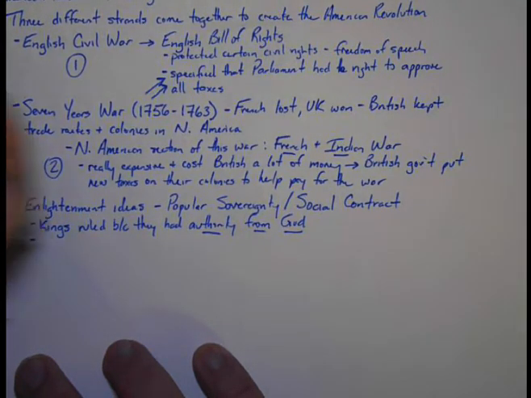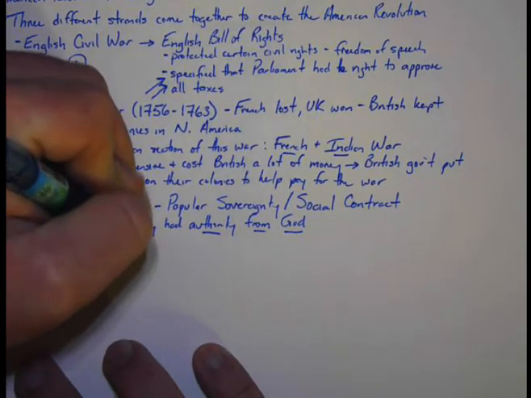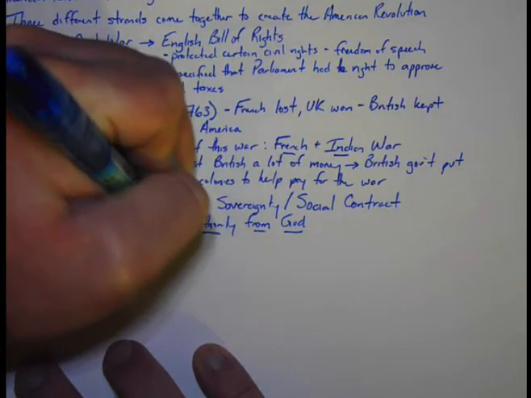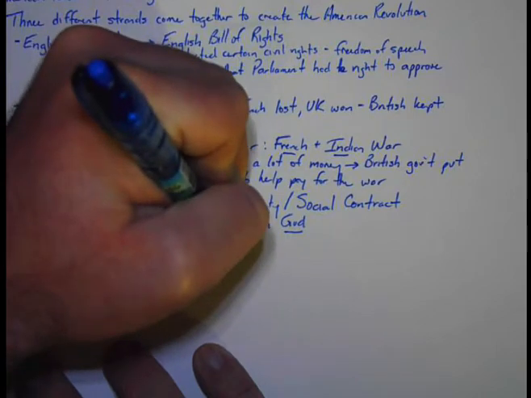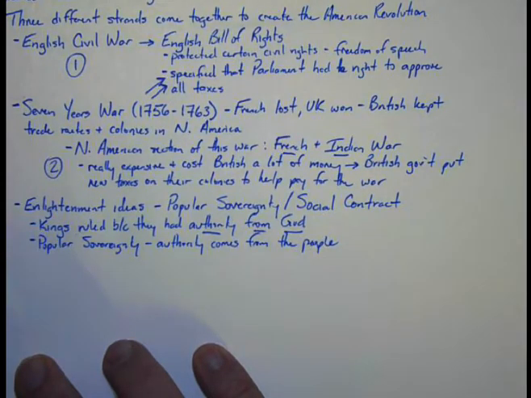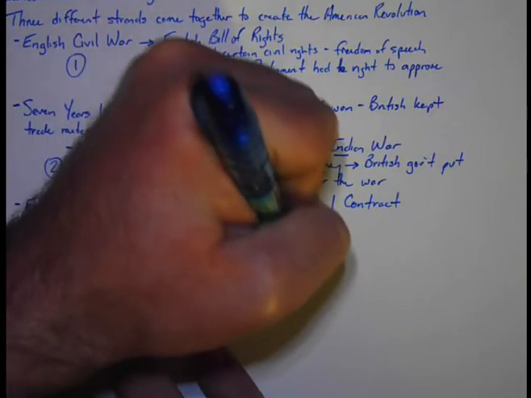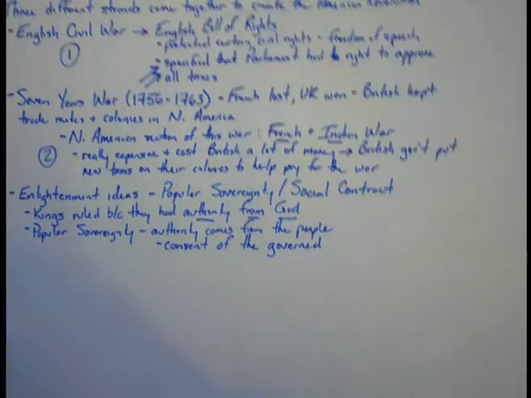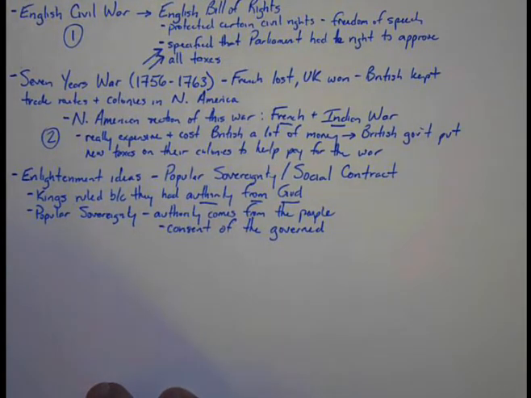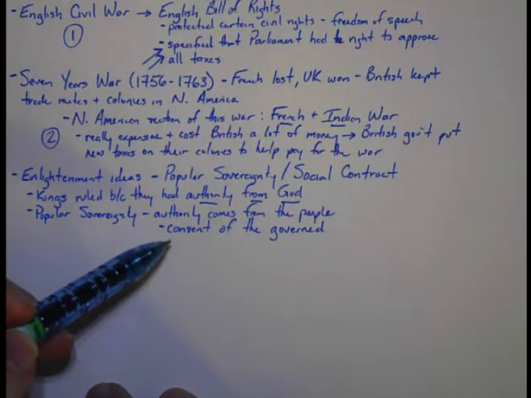But this new idea of popular sovereignty said that authority comes from the people. Or in other words, the consent of the governed. That the people who are being ruled have to consent to be ruled. It's not just that you have power from God, it's that the people have to agree that you are in charge.